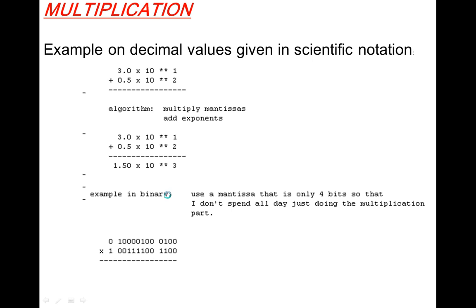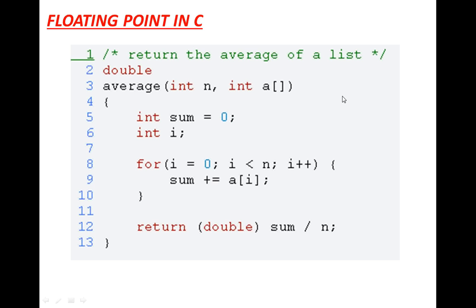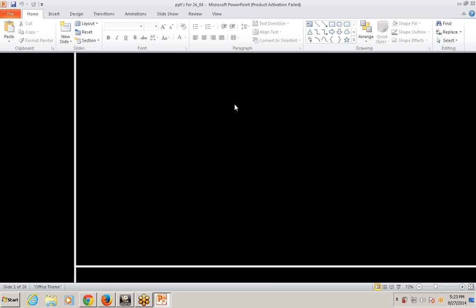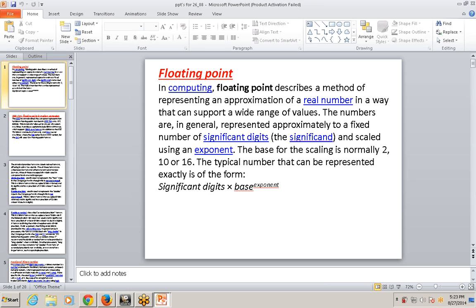This is a binary example. Then we have also talked about how we can represent the floating point in C language. This is an example of how we can represent it. This is another example. So this is what we covered in the last class, that is in the previous class.